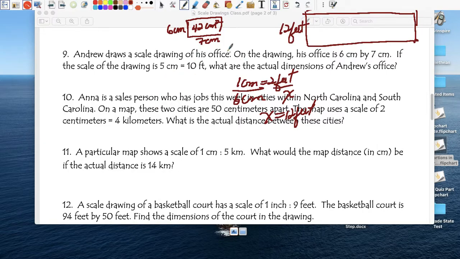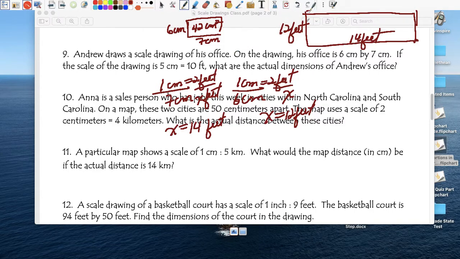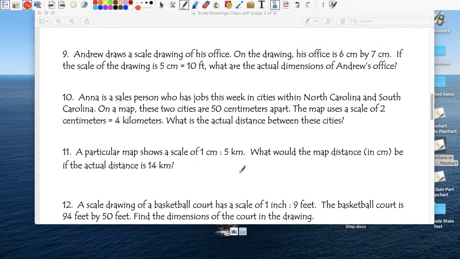Let's do it again for the 7, right? So 1 centimeter equals 2 feet. That's our scale. 7 centimeters is in real life, and that represents x equals 14 feet. So this is 14 feet. Now we're not done yet because they want the area, right? Well, they want the area? No, they just want the actual dimension. So Andrew's office is a 12 feet by 14 feet office, and if you wanted to find the area, you multiply 12 times 14. But they're not asking that. Scale, 1 centimeter equals 5 kilometers.